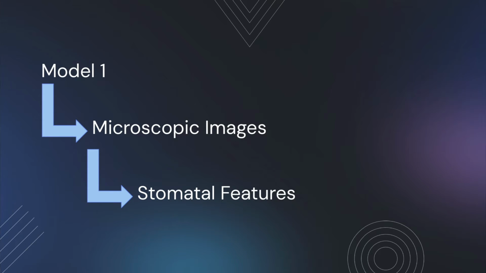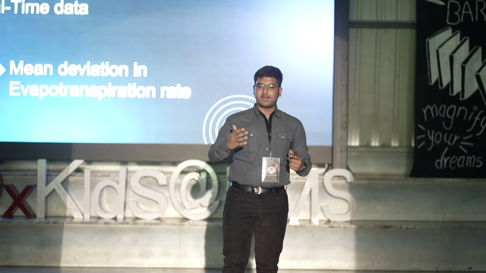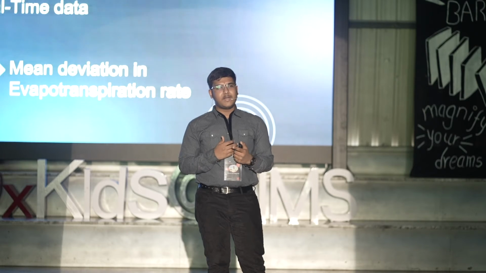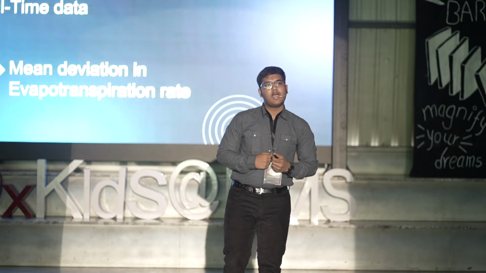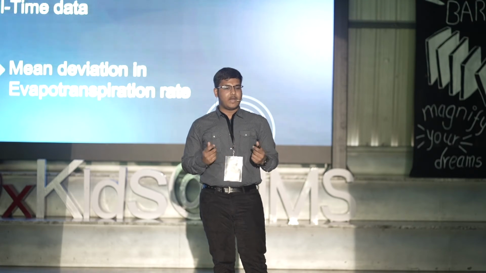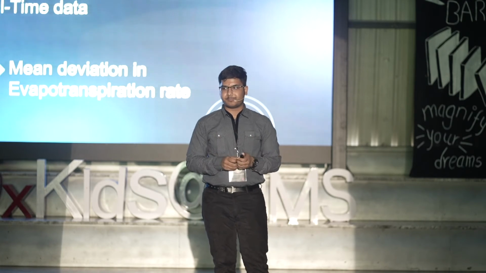Moving further, we created two machine learning models. The first model used a classification algorithm. The model takes a microscopic image of a leaf and extracts the stomatal features out of it. The second algorithm uses the incredible power of linear regression. It extracts the real-time data from the local weather stations and determines the mean deviation from the average evapotranspiration rate in a local area. Combined, our model worked pretty well and gave an accuracy of over 92%, which I feel is pretty accurate.